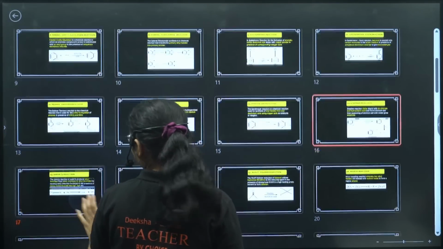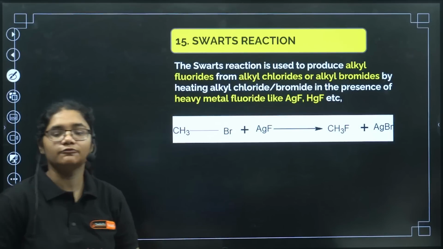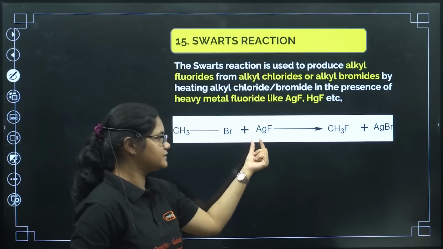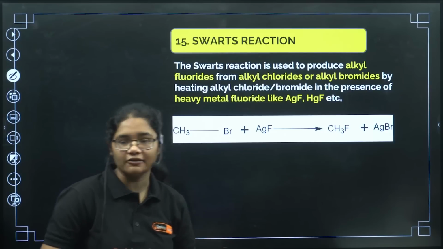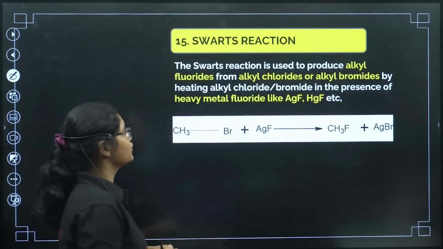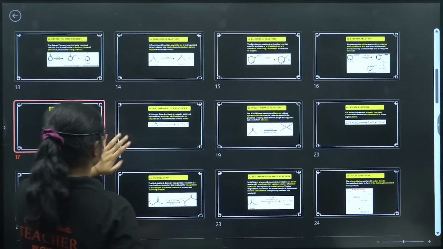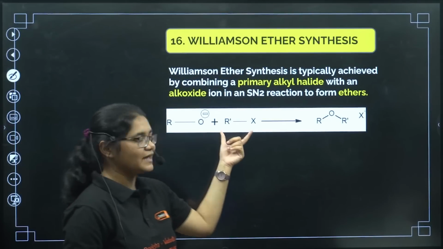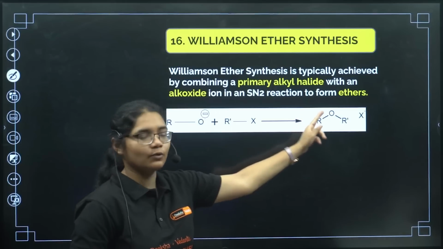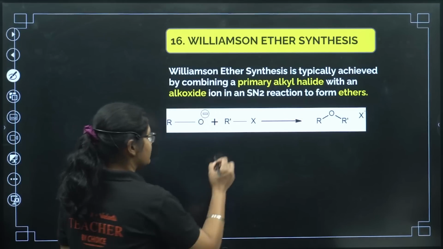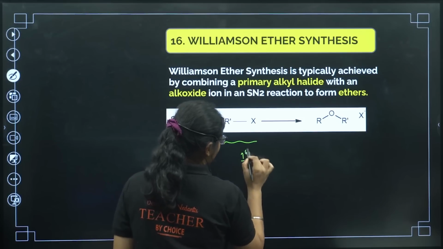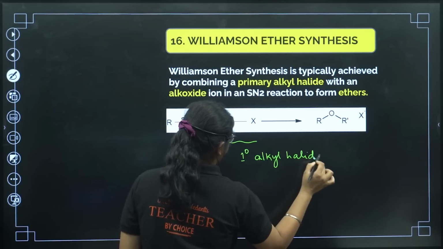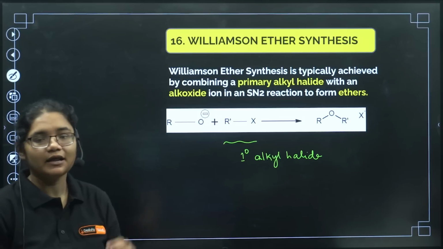Next we have here Swarts reaction. So that is for production of fluoroalkanes. So you have RX in presence of AgF, that will give you RF plus AgX. This is called your Swarts reaction. Next we have Williamson ether synthesis. So if you have RO minus and R dash X, that will give you R-O-R dash. And here what you have to remember, this RX should be a primary alkyl halide.